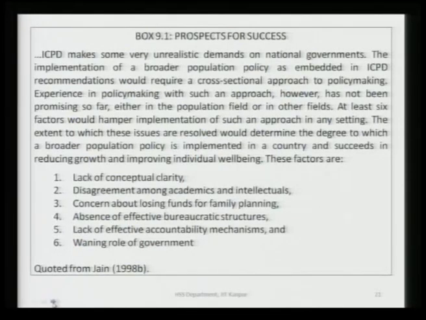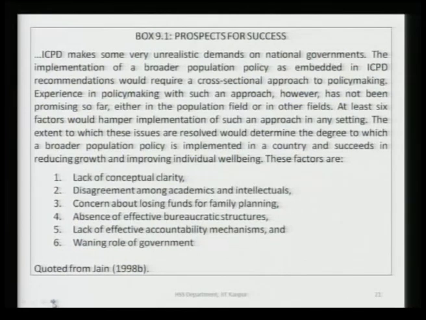This is a quote from Jain, that ICPD, International Conference on Population and Development, makes some very unrealistic demands on national governments. The implementation of a broader population policy as embedded in ICPD recommendations would require a cross-sectional approach to policy making. Experience in policy making with such an approach, however, has not been promising so far, either in the population field or in other fields.